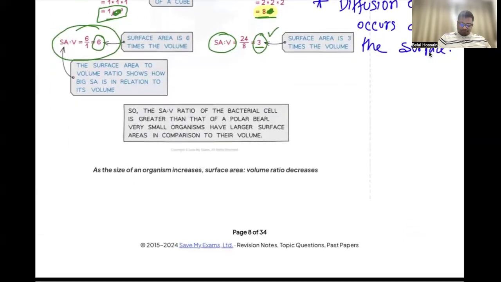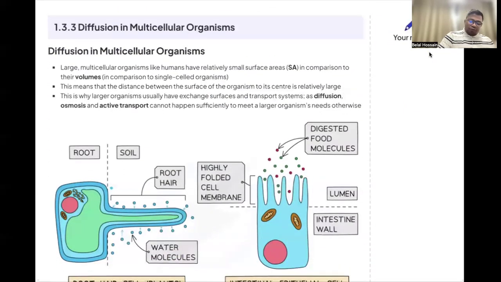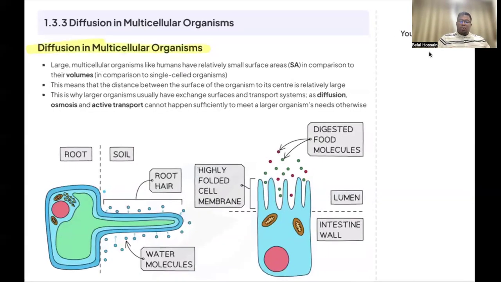Okay, guys. Diffusion in multicellular organisms. The term diffusion in multicellular organisms mainly refers to organisms that have many, many cells and are bigger. So think of a human as an example. Think of a plant as an example. Both need to have special surface area in order to increase the surface area for diffusion.